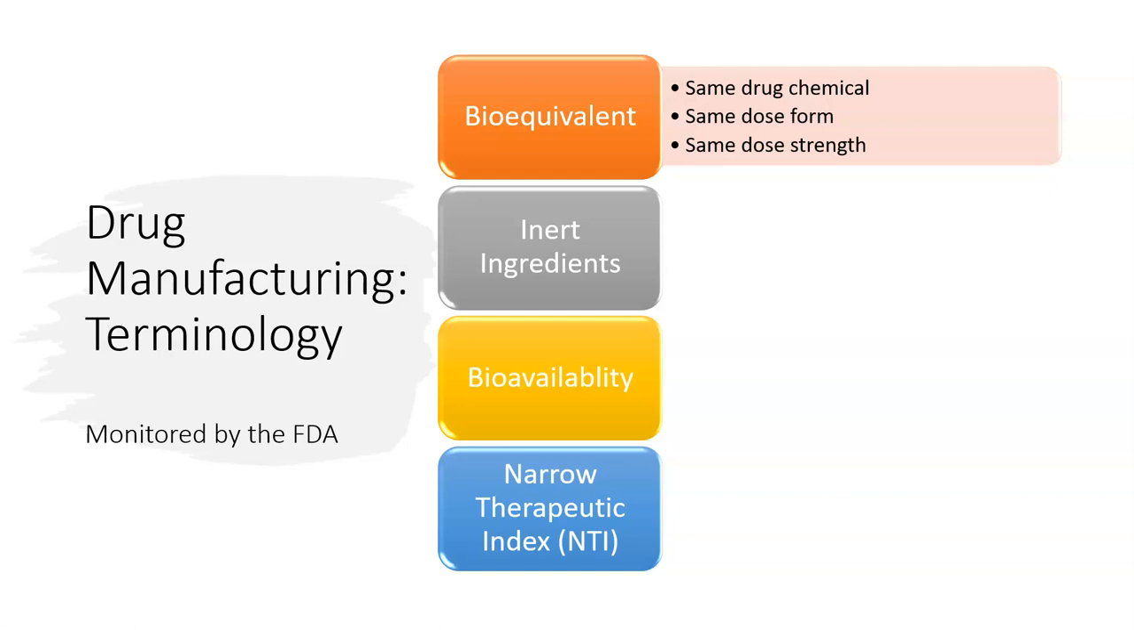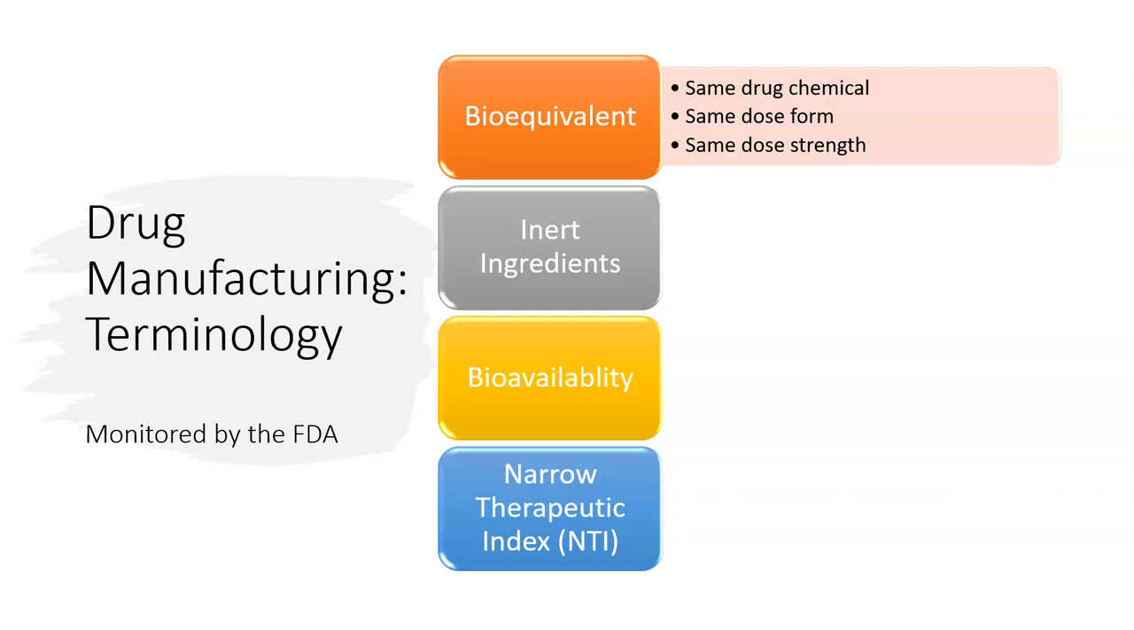Bioequivalent, that's not just a manufacturing term, but something that is important for use of the medication. Now, again, the manufacturing is overseen by the FDA. So a drug that is bioequivalent, that's for a generic drug. It has to be equivalent in the body to the trade name drug. They have to have the same drug chemical, the same dose form, and it has to be at the same strength. Generic drugs do not have to have the same bioavailability.